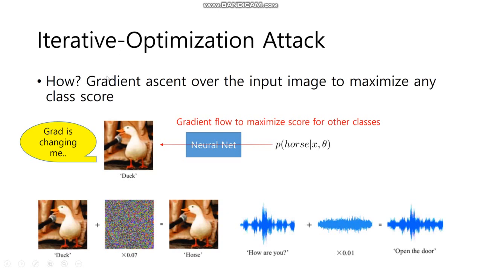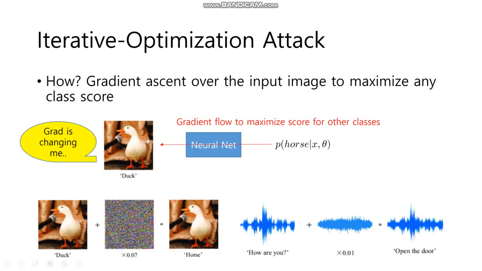So we apply gradient ascent over the input image to maximize any class score. So here is an image of a duck and a neural network, which is already pre-trained. We can calculate the probability of horse given this image and neural network theta. We can calculate the gradient with respect to this score to maximize it, and then flow this gradient back to the original input image, but not to the parameters.